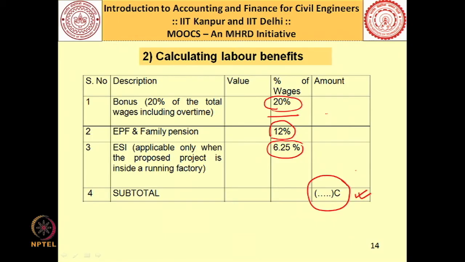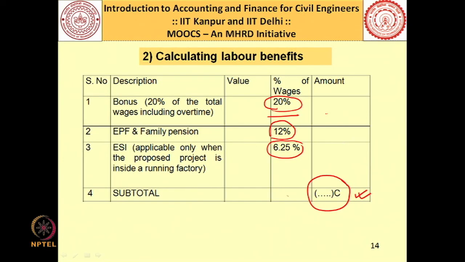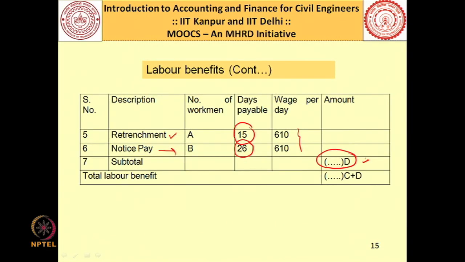We will see what other things also come under labor benefit. They are your retrenchment: for every worker that you retrench, you have to pay 15 days of salary, and notice pay you have to pay 26 days of salary. Whatever the category of the worker, whether skilled, semi-skilled or unskilled, you multiply with that wage and then you get this value, let us say D. So this value plus the value on account of retrenchment and notice pay, you add up and you get the total labor benefit. This is what you have to include in your price when you are submitting the bid.